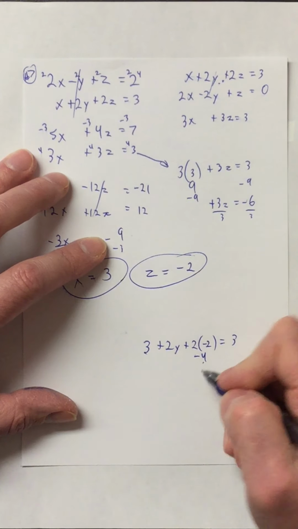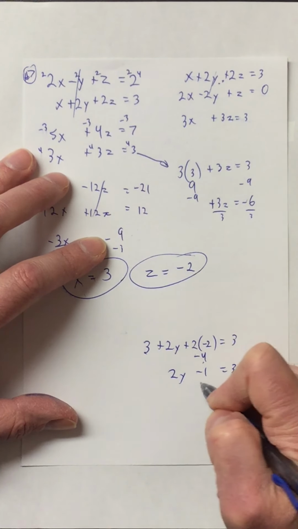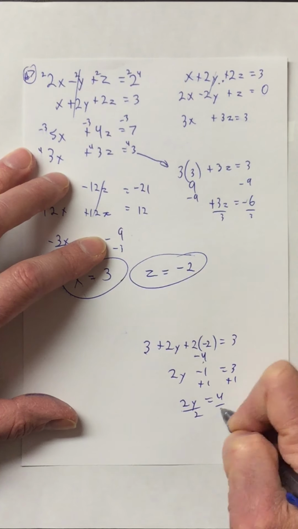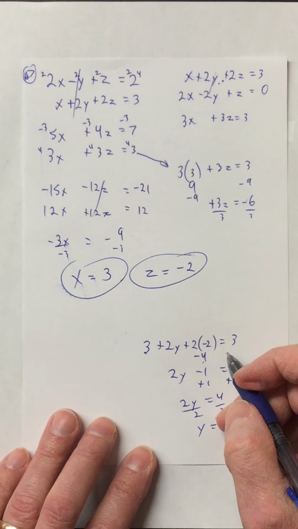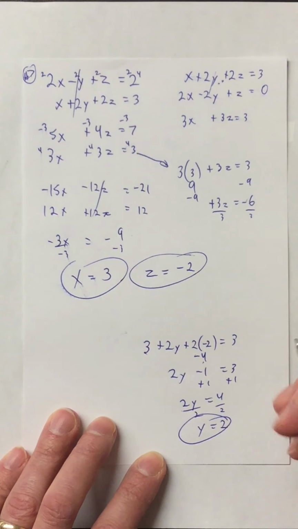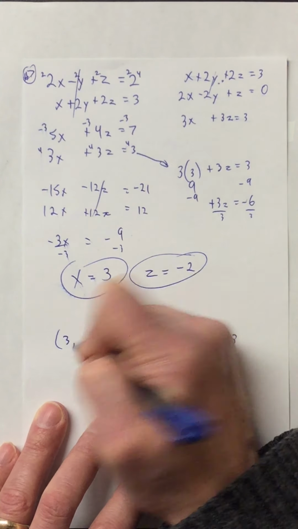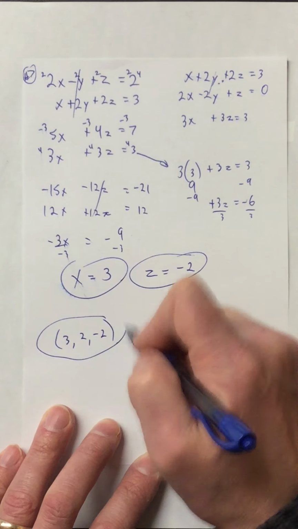My 3 plus a negative 4 gives me a negative 1. And so I add 1 to both sides. 2y is equal to 4. Divide by 2, divide by 2. It looks like y is equal to 2. And double check that. And that is correct. So as an ordered triple, I get 3, 2, negative 2 as an answer.